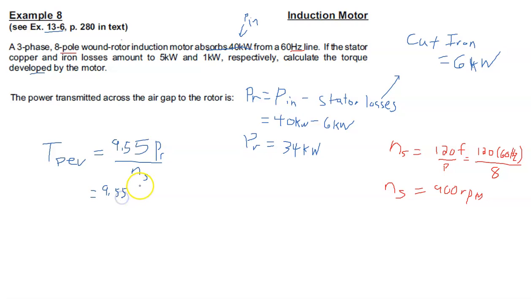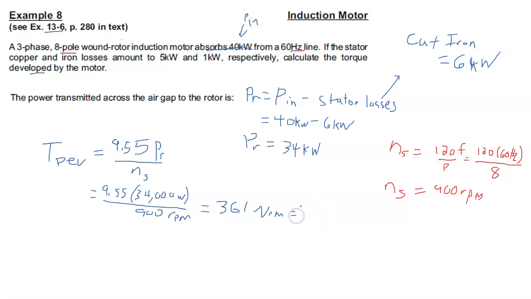Now if we go back and calculate the torque developed using those numbers, we have 9.55 times the 34 kilowatts, or 34,000 watts, divided by 900 RPM. And that is the torque developed. That works out to 361, and again the unit for torque is Newton meters.